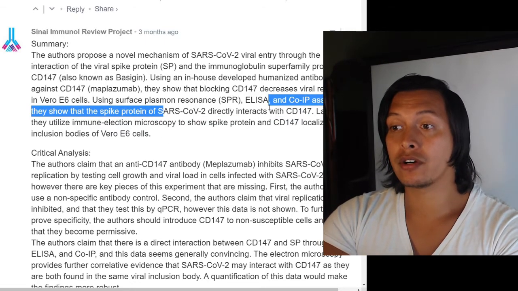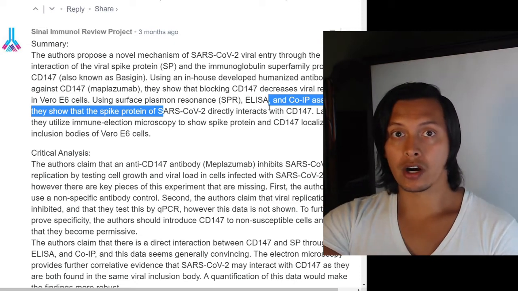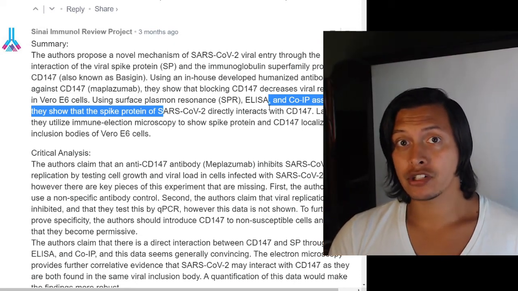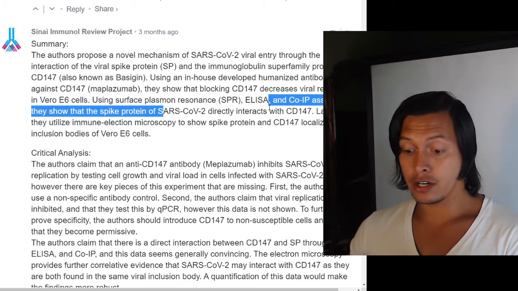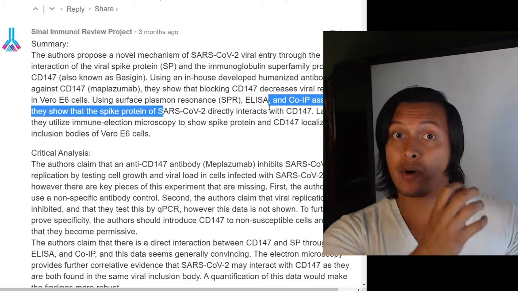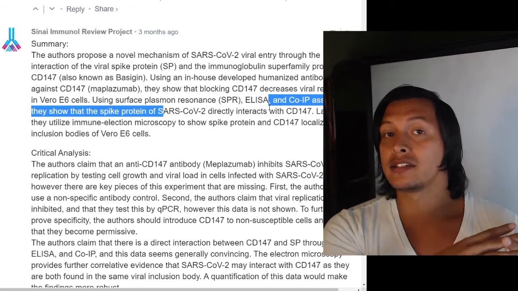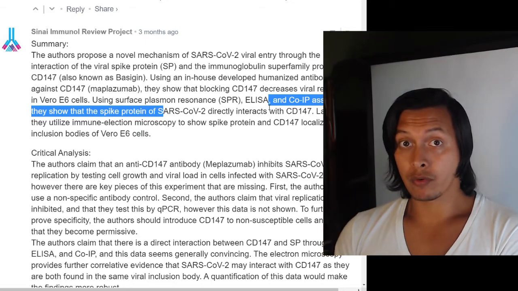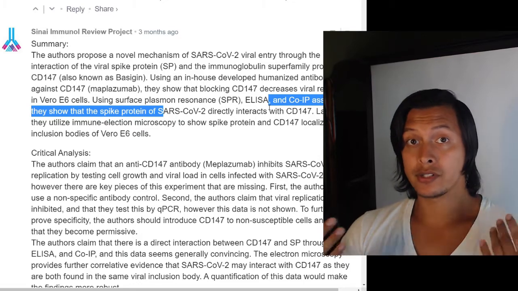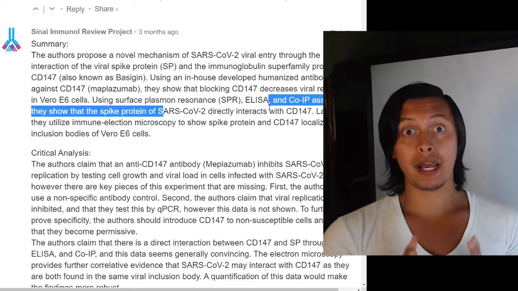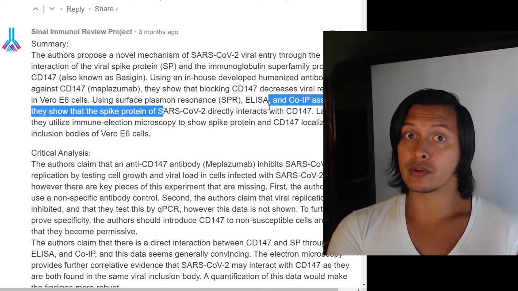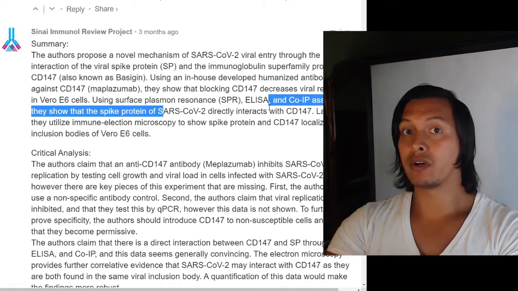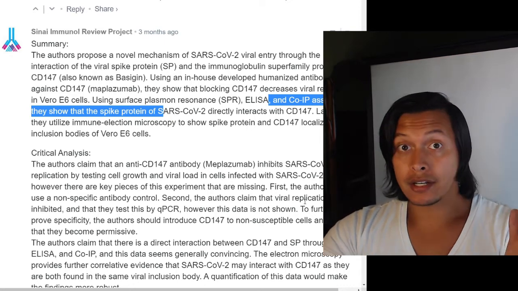And using surface plasmon resonance, ELISA, and co-immunoprecipitation assays, they showed that the spike protein of SARS-CoV-2 directly interacts with CD147. So remember, with the original SARS, the experiment was with immunoprecipitation assays showing that the nucleocapsid protein interacts with cyclophilin A, and then cyclophilin A interacts with the CD147 receptor. But here, they're saying that it's directly the spike protein, not the nucleocapsid protein, that interacts directly with the CD147 receptor. Granted, it could be both.